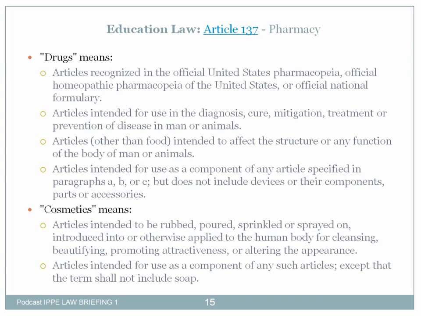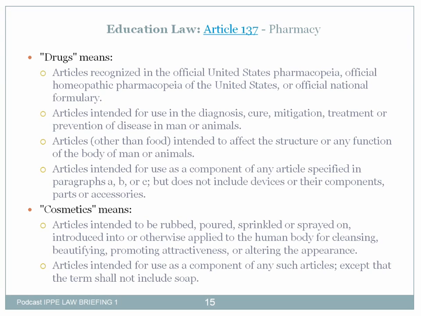Articles other than food intended to affect the structure or any function of the body of man or animals. Articles intended for use as a component of any article specified in paragraphs A, B, or C, but does not include devices or their components, parts, or accessories. That is incredibly important to know, and I would advise you to know that by heart, because that will show up, for example, in the NABPLEX and the MPJE, both.